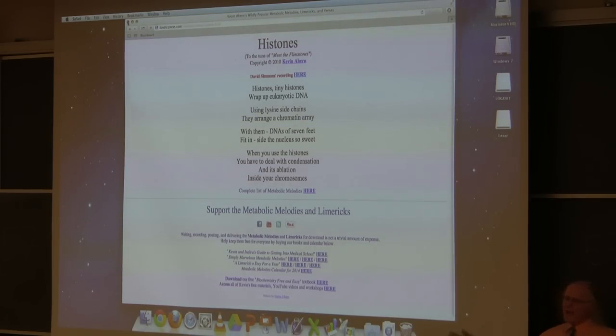Flintstones, meet the Flintstones, they're the modern Stone Age family. Histones, tiny histones, wrap up eukaryotic DNA. Using lysine side chains, they arrange a chromatin array. With them, DNAs of 7 feet sit inside the nucleus, so sweet. When you use the histones, you have to deal with condensation and its ablation inside your chromosomes.